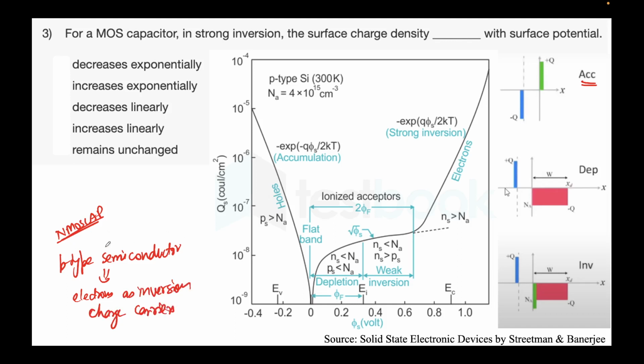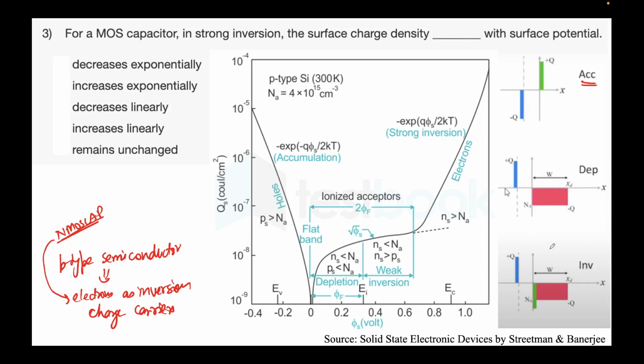P-type will have holes in majority, the minority will be electrons. Hence, at the interface, if you apply a large positive bias, electrons will be deemed the inversion charge carriers, and you can form something called an NMOS capacitor. This N comes from the electrons as inversion charge, but the substrate is p-type. Please note that. All right, so we saw these three regimes: accumulation, depletion, and inversion.